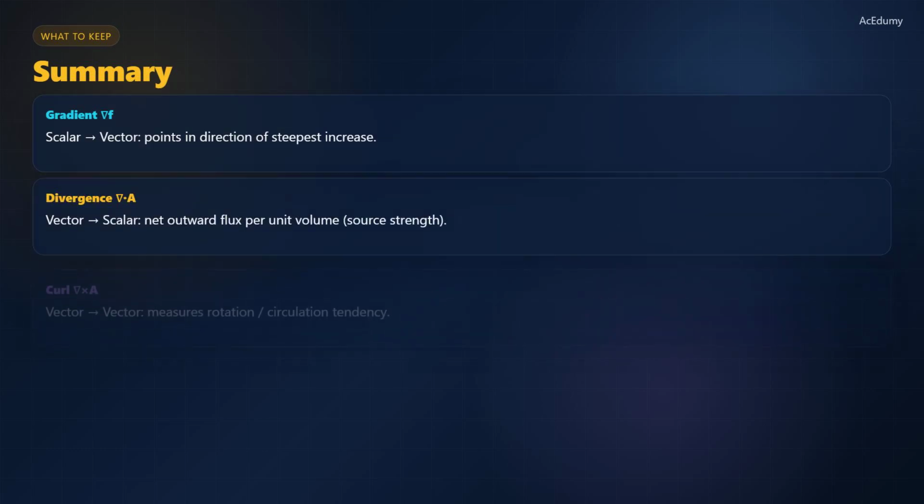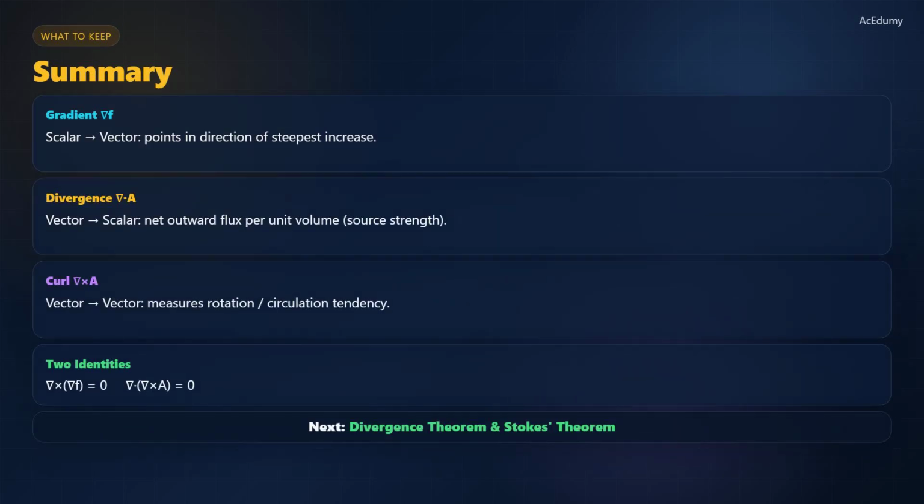Let's review. The gradient takes a scalar field to a vector field pointing in the direction of steepest increase. The divergence takes a vector field to a scalar measuring the net outward flux or source strength at each point. The curl takes a vector field to a vector field, measuring the rotation or circulation tendency. Two key identities: curl of gradient is 0 and divergence of curl is 0. These three operations, together with the two identities, form the mathematical language of electromagnetic theory.